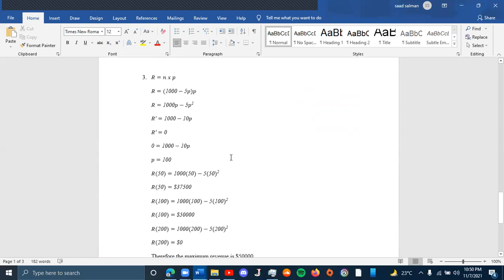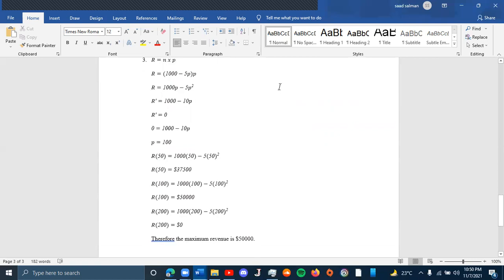For this question, we'll start with the basic formula, which is R equals N multiplied by P. And so R equals 1000 minus 5P in the bracket, multiplied by P out of the bracket. So R equals 1000P minus 5P squared. And R prime equals 1000 minus 10P. R prime equals 0. We'll put a 0 in the equation. 0 equals 1000 minus 10P. So P equals 100.